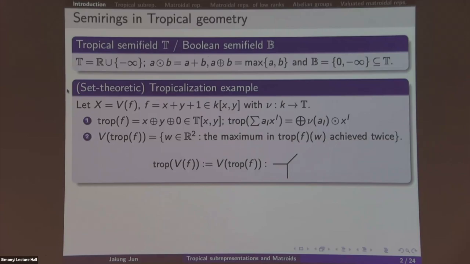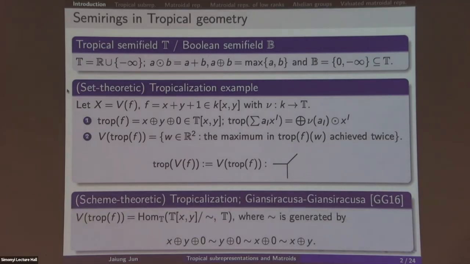Once you tropicalize your polynomial, you take the tropical locus, which is, in this case, the set of vectors where the maximum is achieved twice, and you get this picture. And if you use semirings, you can go one step further to do the scheme-theoretic tropicalization, which was introduced by the Giansiracusa brothers.